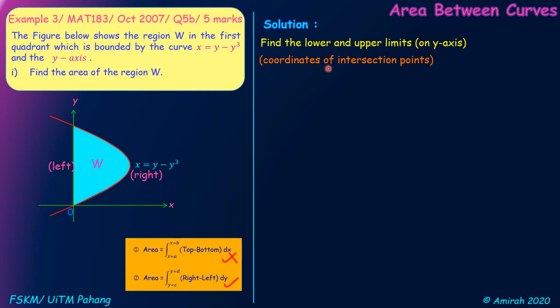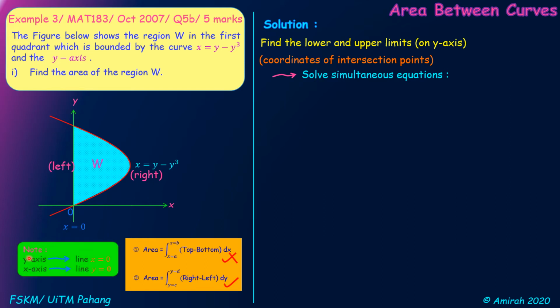So first, we need to find the coordinates of the intersection point. To find the coordinates of the intersection point, we need to solve simultaneous equations. Let's say we have this line, x equals -1, and this line here intersects x equals -1. How about the y-axis? The y-axis means the line x equals 0, not y equals 0, because we refer from here. So note that the y-axis means the line x equals 0, and the x-axis means the line y equals 0.